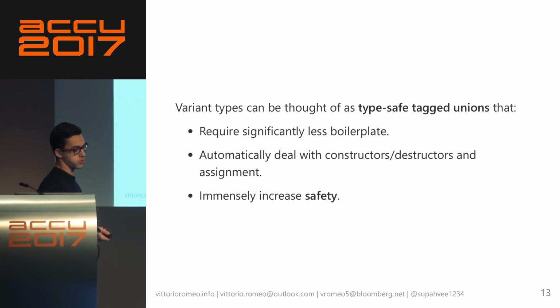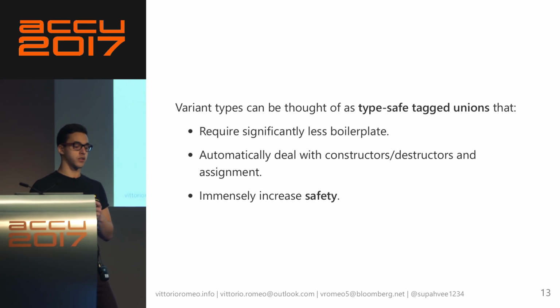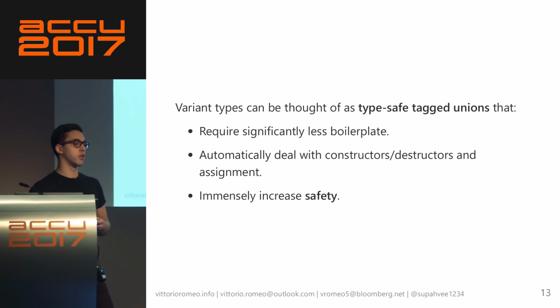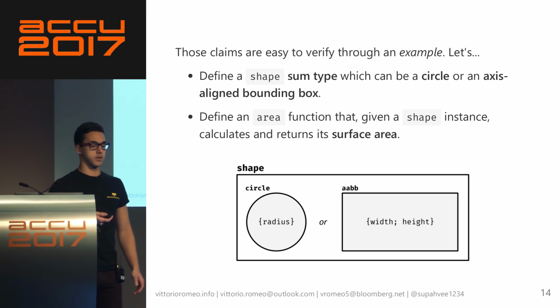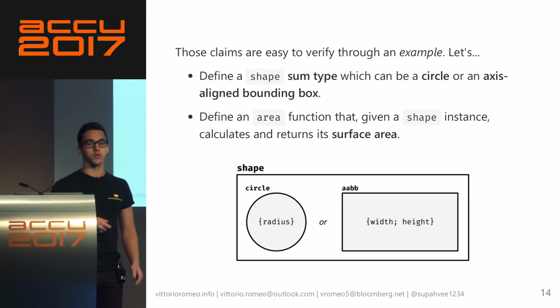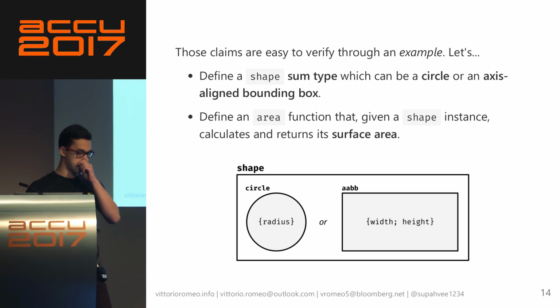So I like also to have an analogy with unions. You can think of variants as type-safe tagged unions that do not require all the boilerplate that all unions require. And they automatically deal with construction and destruction of types for you, and also immensely increase safety. So these are claims that need to be kind of verified. And what we're going to do is simply use an example to see how variant makes it better to model some types compared to union.